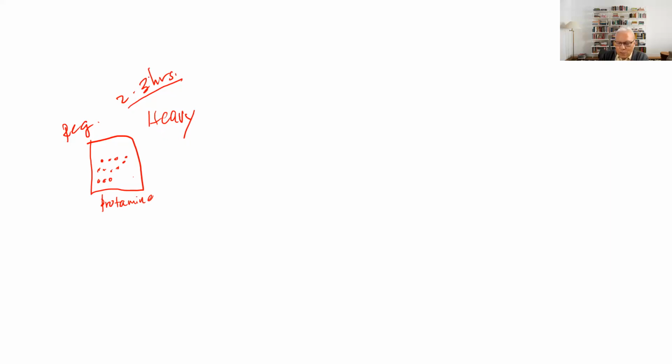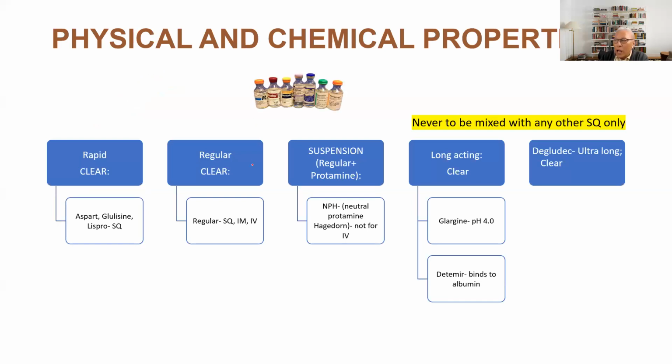That is the reason why when you have NPH insulin or your suspension insulin, like your NPH or neutral protamine Hagedorn, you have a cloudy solution because you have substances to make it heavier. And that is the reason why you cannot give it IV, because it has been incorporated with a substance that makes the absorption slow.